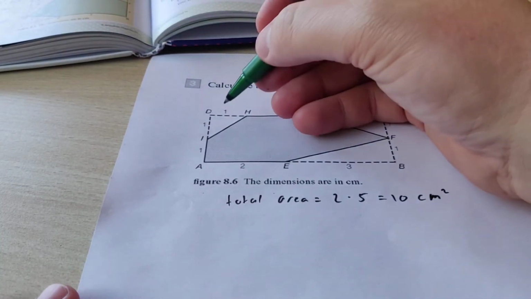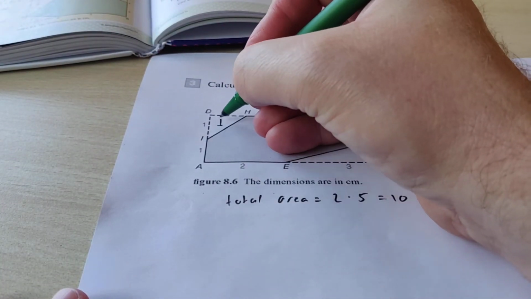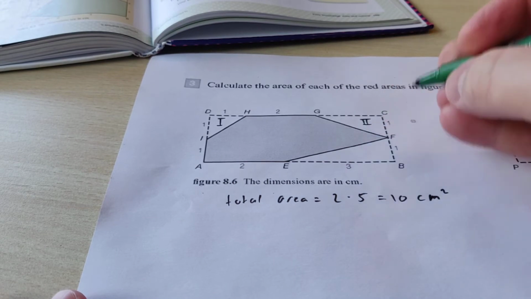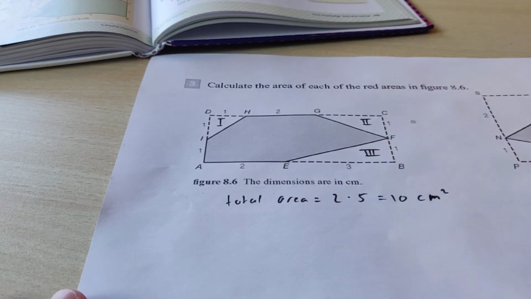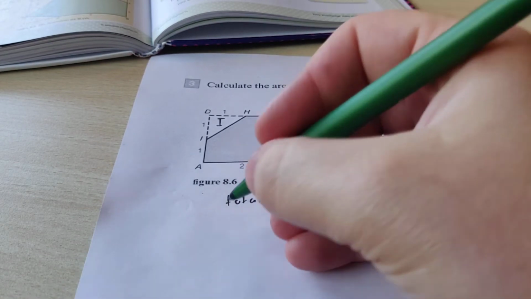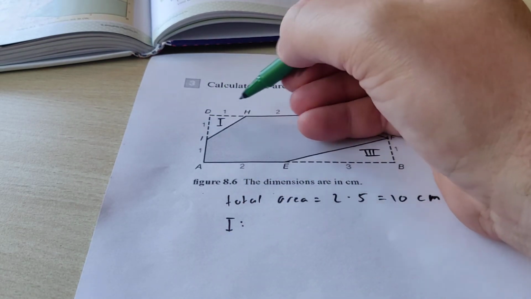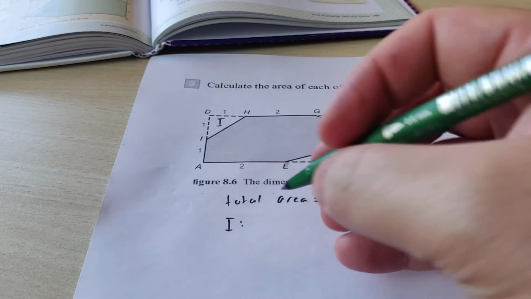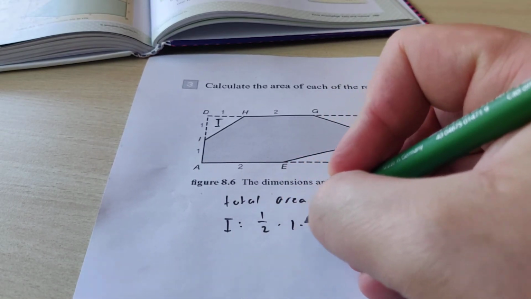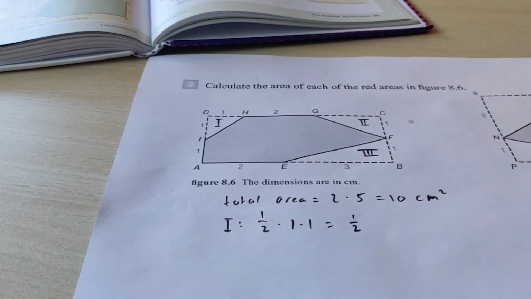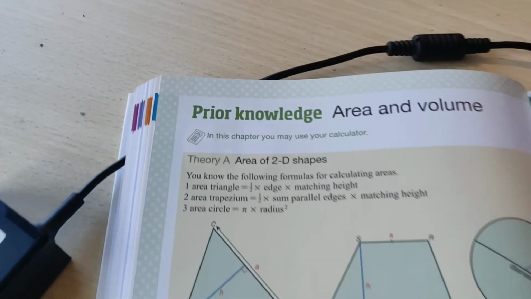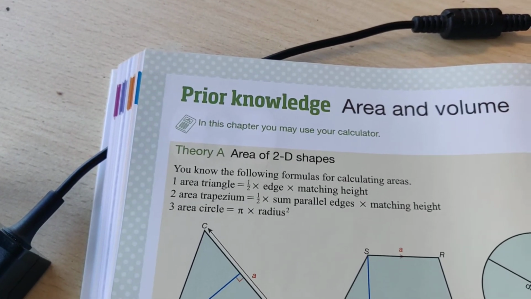Then we're going to calculate the area for these triangles. So I'm going to call this area 1, I'm going to call this area 2, and I'm going to call this area 3. So first I'm going to calculate area 1. The length and the width of this triangle is 1 and 1, so the area is a half times 1 times 1 is a half. Right? The formula for the area of a triangle was a half times edge times matching height.